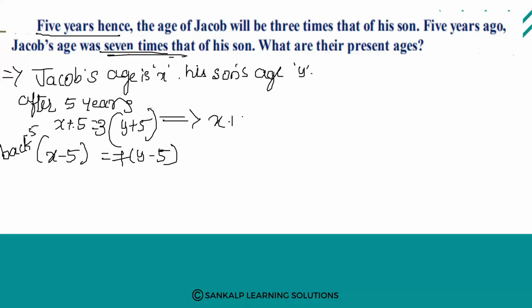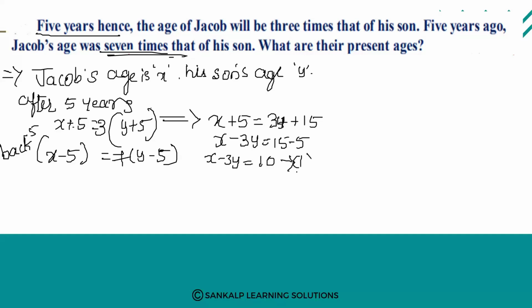This is x plus 5 is equal to 3 into y plus 5, that is 3y plus 15. 3 into 5 is 15. Now, transfer this 3y to this side. x minus 3y is equal to, transfer this 5 to this side, 15 minus 5 you will get. Therefore, x minus 3y is equal to 10 you will get.